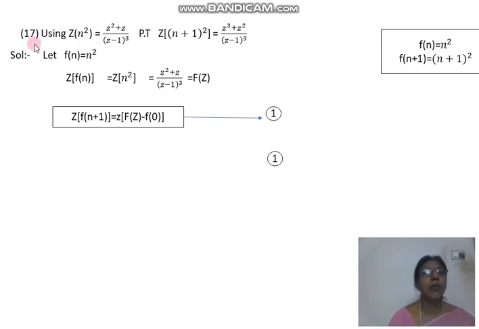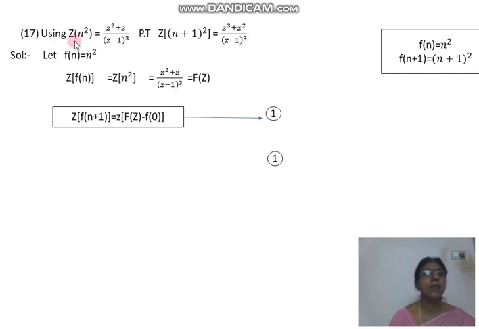The next problem is: using Z{n²} = (z² + z)/(z − 1)³, prove that Z{(n + 1)²} = (z³ + z²)/(z − 1)².